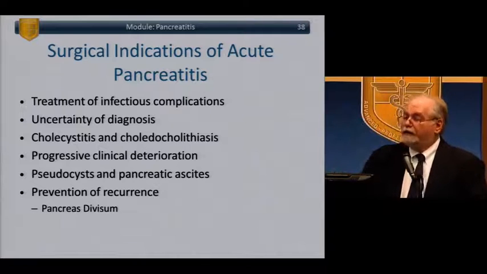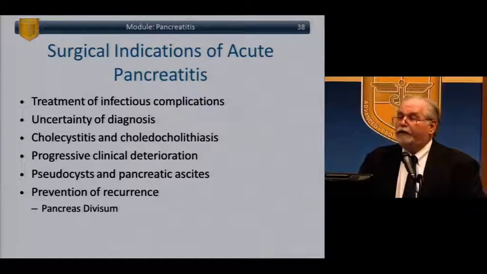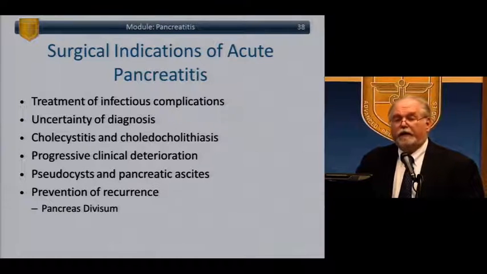Surgical indications for acute pancreatitis: treatment of the complications, uncertainty of diagnosis, the management of cholecystitis and choledocholithiasis, progressive clinical deterioration, the management of pseudocyst and pancreatic ascites, and the prevention of recurrence in surgically correctable cases like in pancreas divisum.